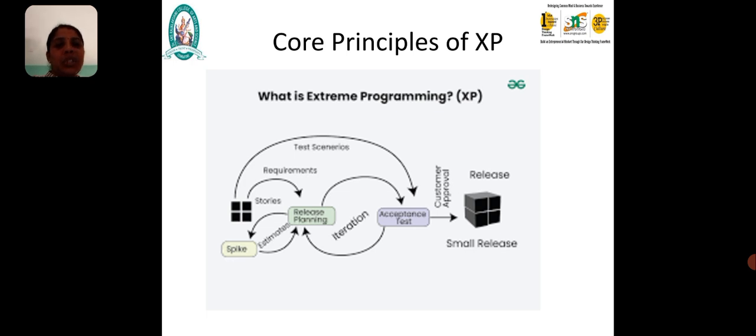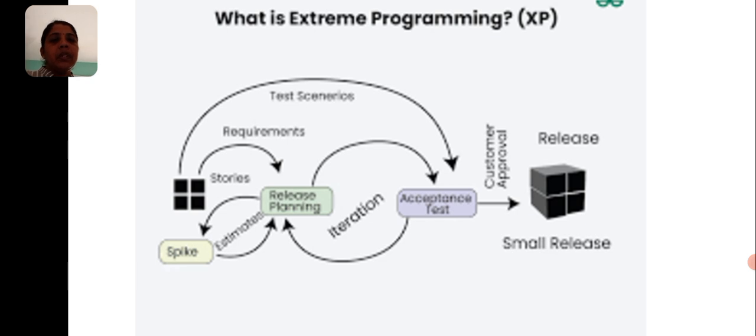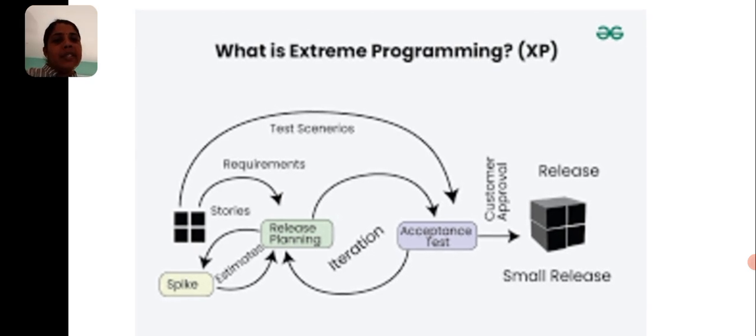So this is the structure of extreme programming. See the diagram. First we have to collect the information from the customer stories, then plan accordingly. After that, acceptance testing should be there, and we have to follow some iterative methods for executing the process. In the first step, stories means we have to collect the information from the customers, so it is called the requirement gathering phase.